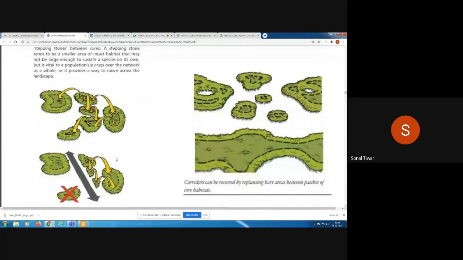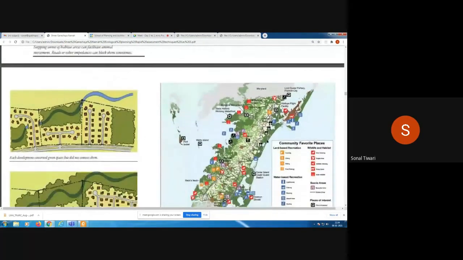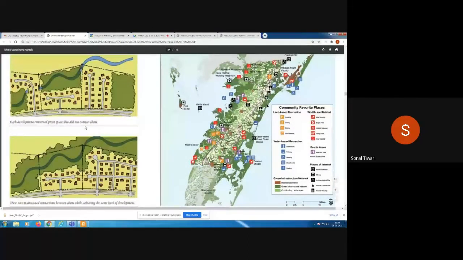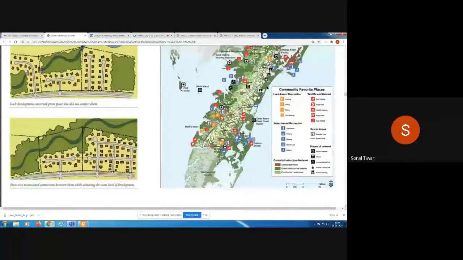Okay, so these are some examples of how it can be achieved. Corridors can be restored by replanting areas between patches, and in the absence of corridors, stepping stones can be utilized at closer proximity, which allow movement of species. Like in this example, there are three green patches which are isolated. An alternative could be connecting this water body with a connected ecological patch. And these are some examples.